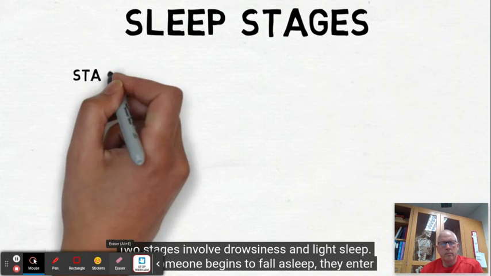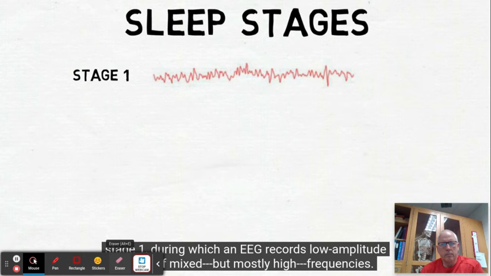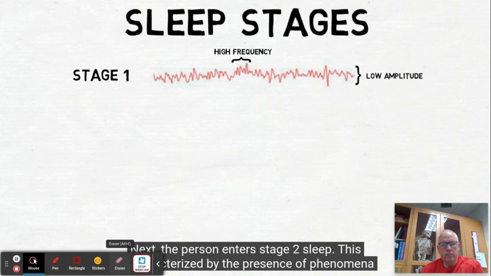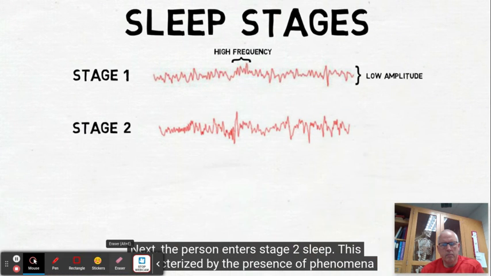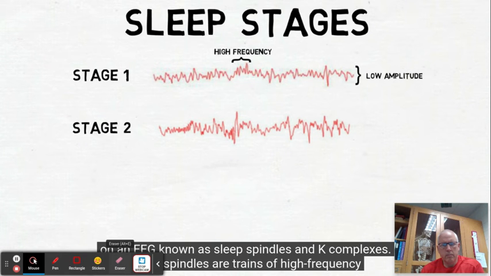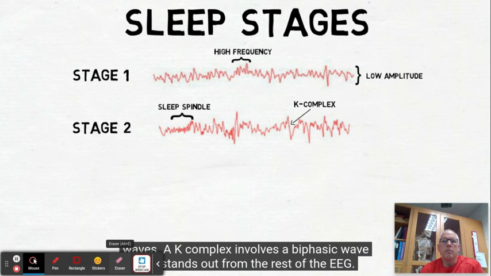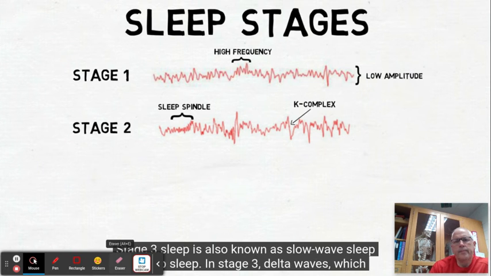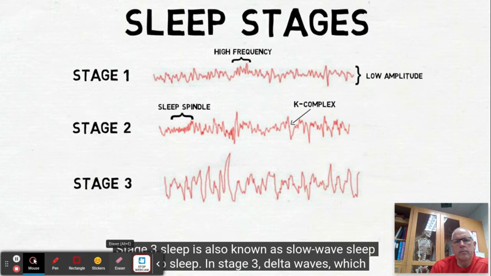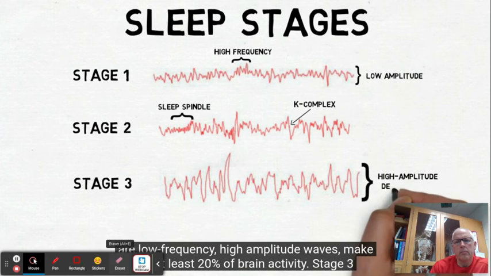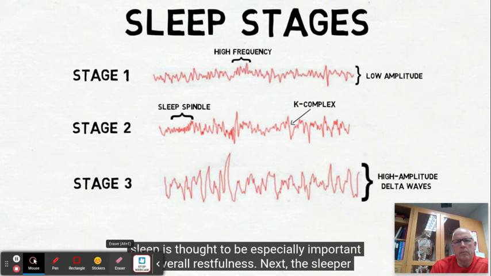When someone begins to fall asleep, they enter stage 1, during which an EEG records low amplitude waves of mixed but mostly high frequencies. Next, the person enters stage 2 sleep. This is characterized by sleep spindles and K-complexes. Sleep spindles are trains of high-frequency waves. The K-complex involves a biphasic wave that stands out from the rest of the EEG. Stage 3 sleep is also known as slow-wave sleep, or deep sleep. In stage 3, delta waves, which are low-frequency, high-amplitude waves, make up at least 20% of brain activity. Stage 3 sleep is thought to be especially important to overall restfulness.